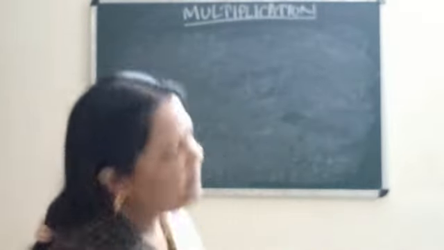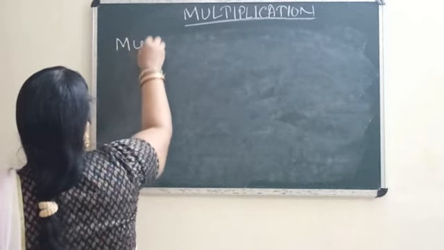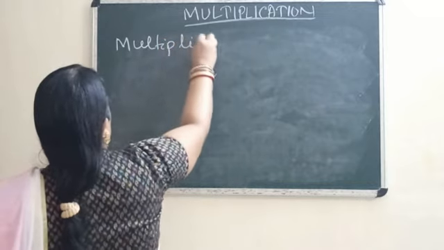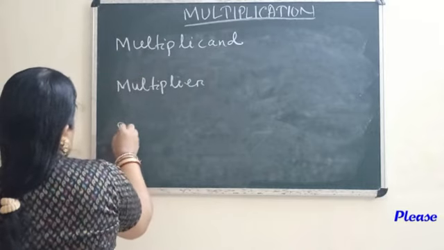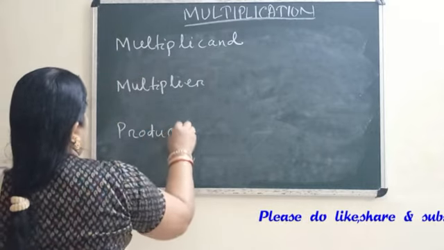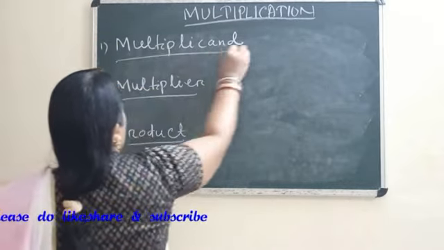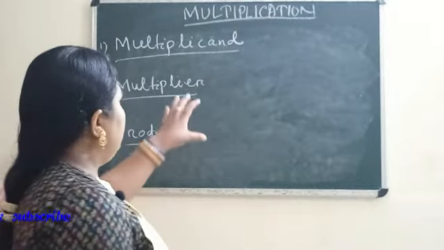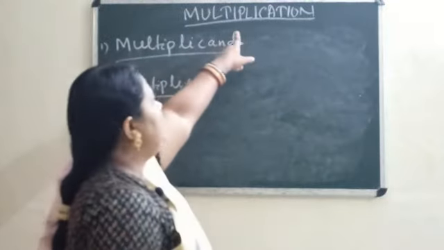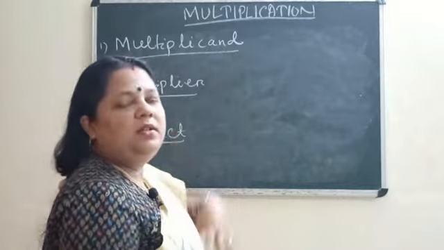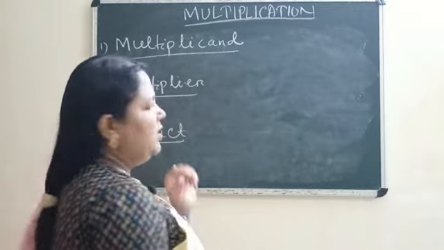In multiplication, here also we are using some words or terms. One is multiplicand, one is multiplier, and the third one is product. These 3 terms we are going to discuss, because we use these 3 terms in this operation, multiplication. So what is multiplicand, what is multiplier, and what is product?